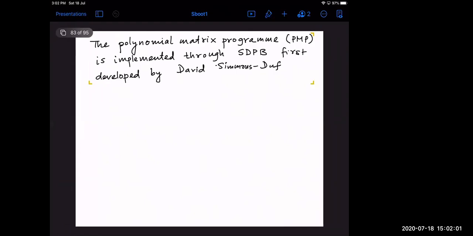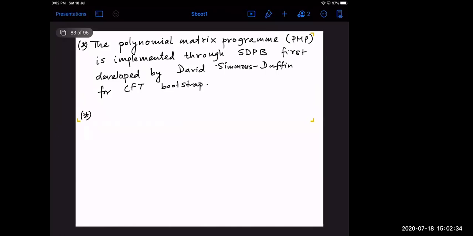CFT Bootstrap. It was developed originally for CFT Bootstrap, and all the strongest numerical results of CFT Bootstrap are obtained by this SDPB. And SDPB actually numerically implements this polynomial matrix program to find these bounds. Okay, so the kind of results.